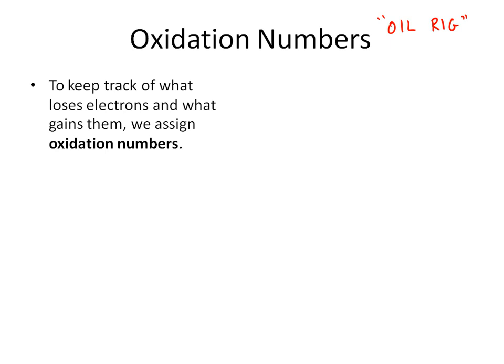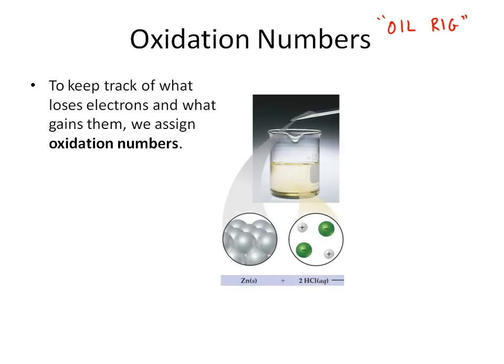So to keep track of what loses the electrons and what gains the electrons, we're going to assign oxidation numbers, also called oxidation states. So here's the example we're going to be looking at. We've got some concentrated HCl down below, and you know that's a strong acid. And then we've got a metal above, in this case zinc powder. And so hopefully you would be able to predict the products of this single replacement reaction, of course checking the activity series to make sure that it will go, which it will.